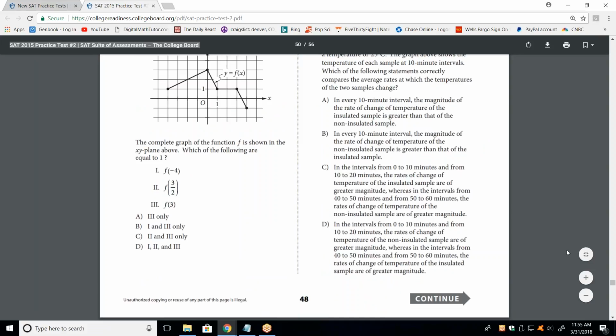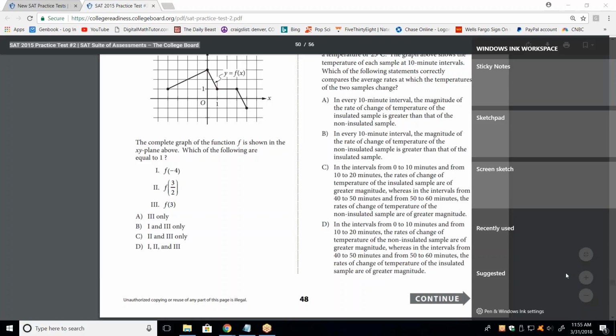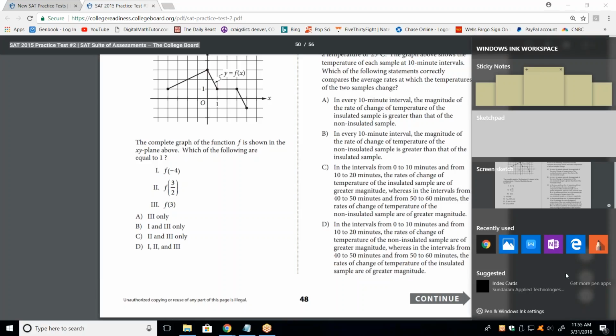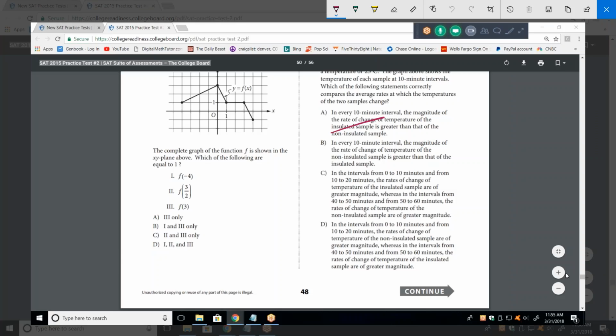In every 10-minute interval, the magnitude of the rate of change of the insulated is greater than that of the non-insulated. Is that true or false? Which one was changing more rapidly, the insulated or the non-insulated? The non-insulated one was changing more rapidly. So that's not correct. In other words, they're saying the magnitude of the insulated one is greater than the non-insulated one. Well, it's the exact opposite. Okay, that's not true.